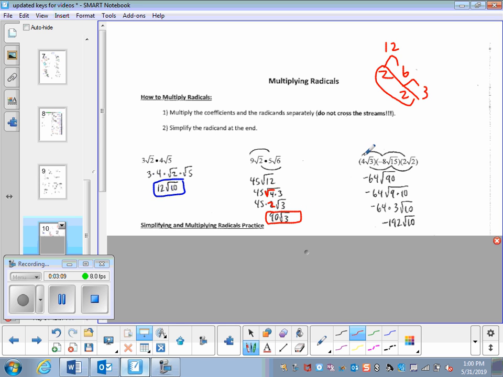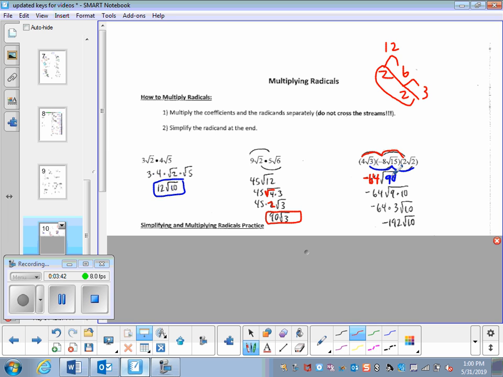Now for this one, we have the 4 times the negative 8 is negative 32, and that times this 2 is the negative 64 that I have on the outside. Now here I have a 3 times a 15 times a 2, so 3 times 15 is 45, times 2 is 90, and that's the radicand right here. So the red number is the negative 64 from the numbers on the outside, and the blue number is the radicand from the 3 times 15 times 2.